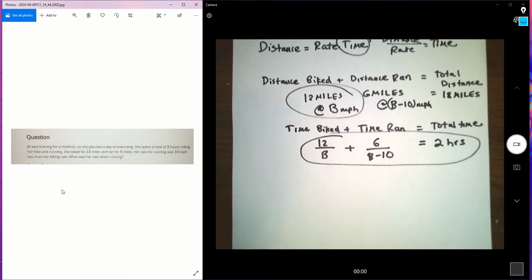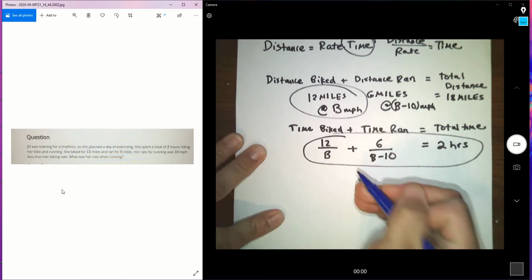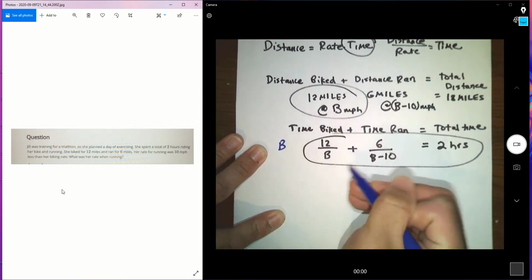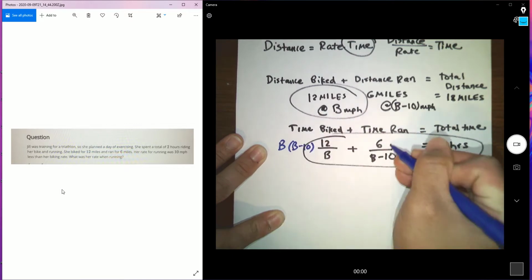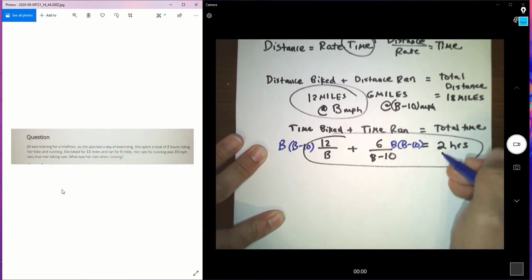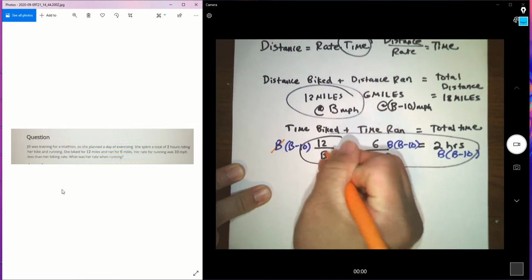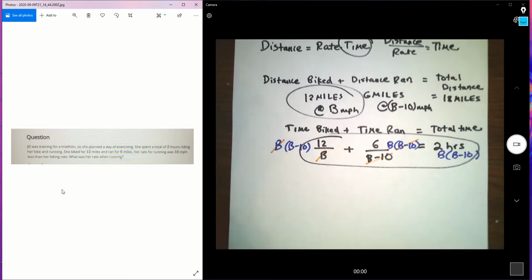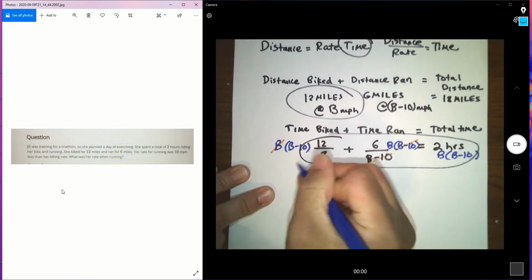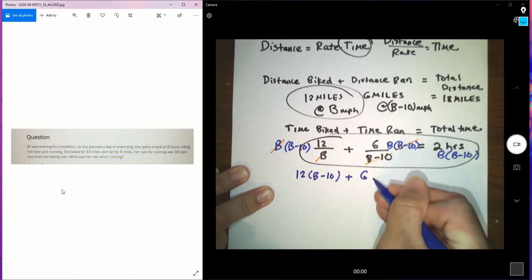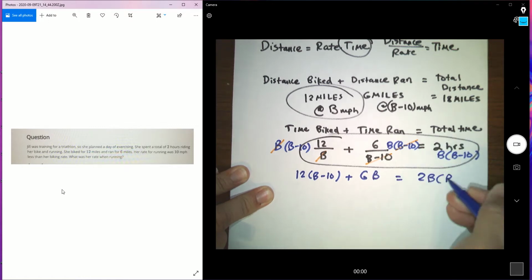So there are lots of ways to do this, but one way is to just clear the fraction. So we can multiply each term by b times b minus 10. Then the b will divide out, the b minus 10 will divide out, and so we have here 12 times b minus 10, and then here we have 6b, equals 2b times b minus 10.